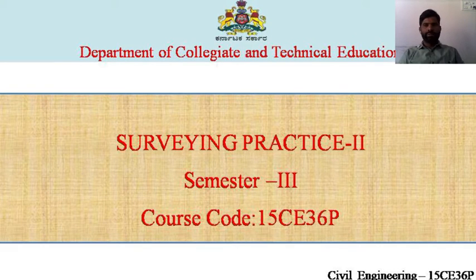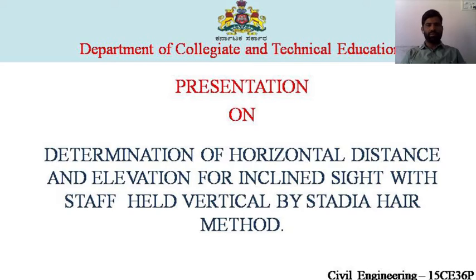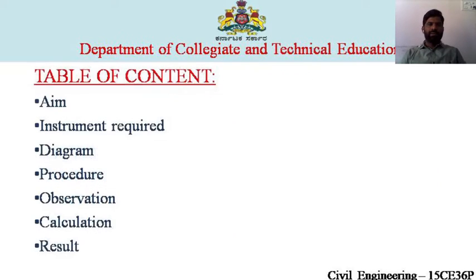Hello everyone. In this presentation I am going to explain experiment number 11, that is determination of horizontal distance and elevation of a point for inclined line of sight with staff held vertical by the Stadia-Hare method. My presentation contains aim, instruments required, diagram, procedure, observations, calculations and results.